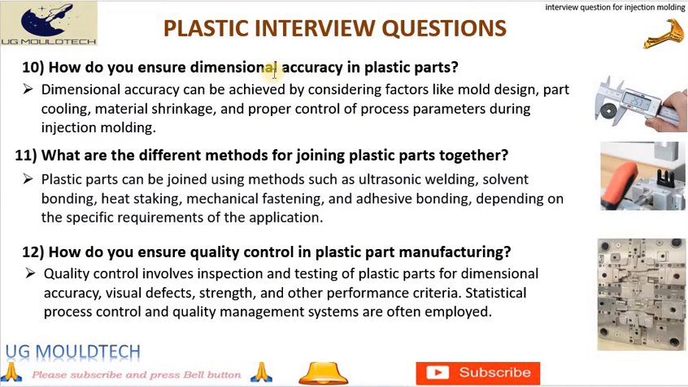Friends, next point in interview questions of plastic product design is 10. How do you ensure dimensional accuracy in plastic parts? Dimensional accuracy can be achieved by considering factors like mold design, part cooling, material shrinkage, and proper control of process parameters during injection molding.